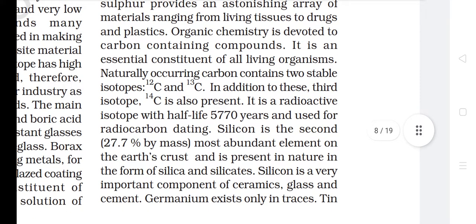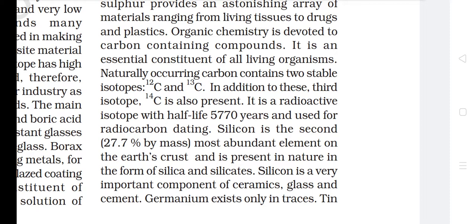Naturally occurring carbon contains two stable isotopes, C12 and C13. In addition to these, a third isotope, C14, is also present. It is a radioactive isotope with half-life of 5770 years and used for radiocarbon dating.